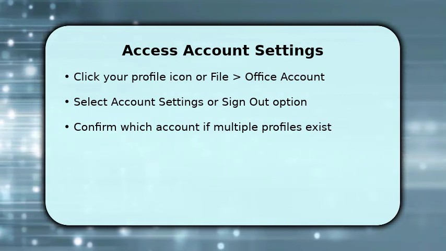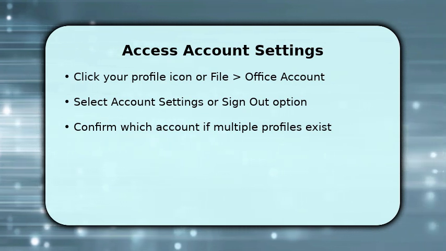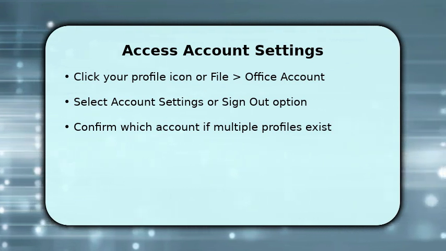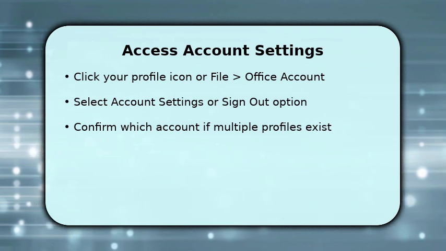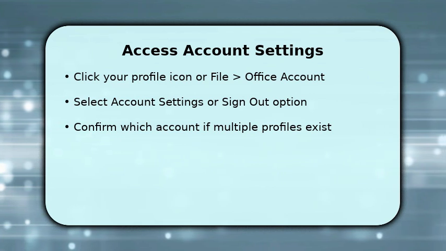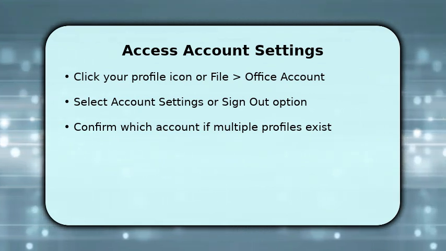Once visible, choose Account Settings or the Sign Out button next to the account you want to remove. If you have multiple profiles, make sure you select the exact account to avoid signing out the wrong one. You do this because Outlook can retain cached credentials. Explicitly signing out clears them from the app interface and prevents unintended access.